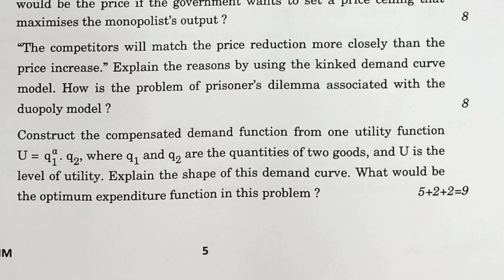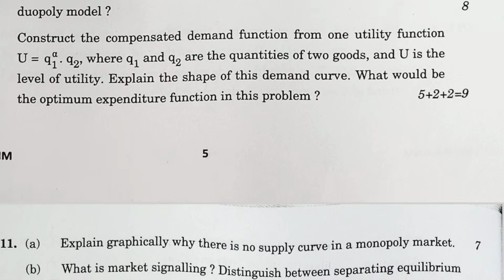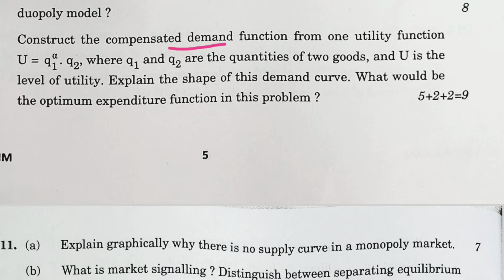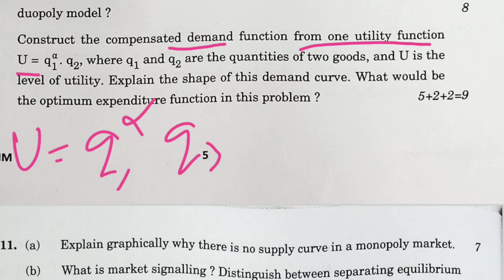Then we have another question. Construct the compensated demand function from one utility function. Utility is a function of two goods Q1 and Q2 which are related like this. U is equal to Q1 raised to the power alpha times Q2, where Q1 and Q2 are the quantities of two goods and U is the level of utility. Explain the shape of this demand curve. What would be the optimum expenditure function? So this is about the Hicksian demand function.